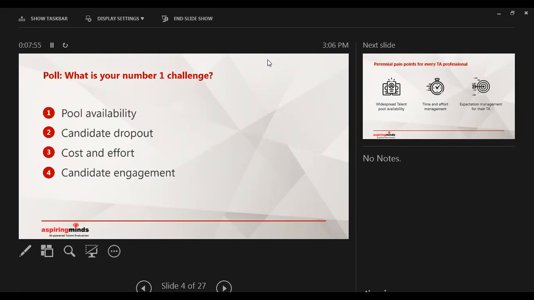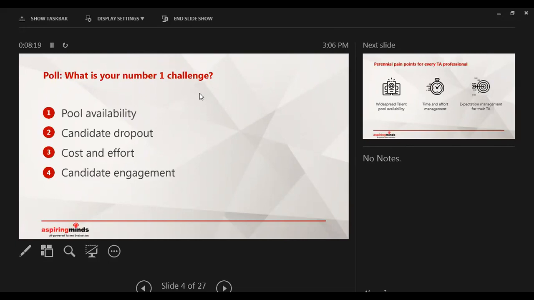Let's move forward. Now that you've put in your answers, I can see for sure that pool availability and candidate dropout are some of the challenges figuring at the top. Organizational branding is also something which has been marked out, and cost and effort, that is something which is always there.